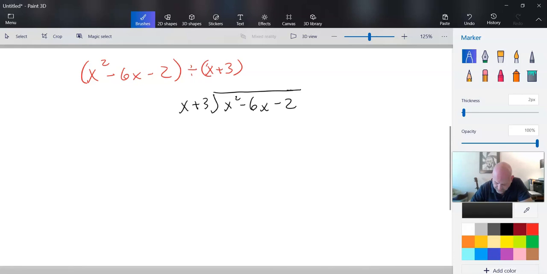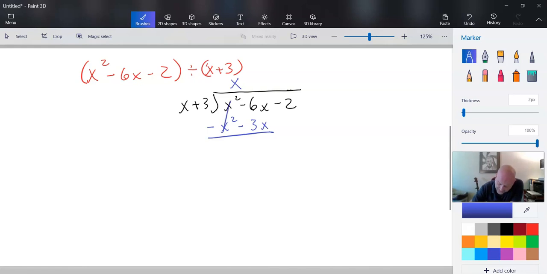Okay, so we ask ourselves the same question. x times what gives me x squared? And the answer would be x. So I'll write down an x here. And then I'm going to multiply this through and change the signs as I go. x times x is x squared, and I'm subtracting it. x times 3 is 3x, and I'm subtracting that too. So you notice I distributed as I went.